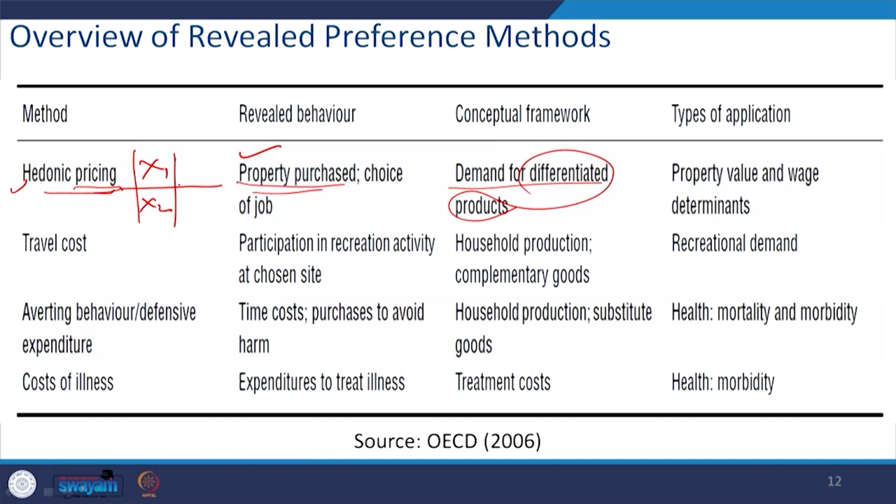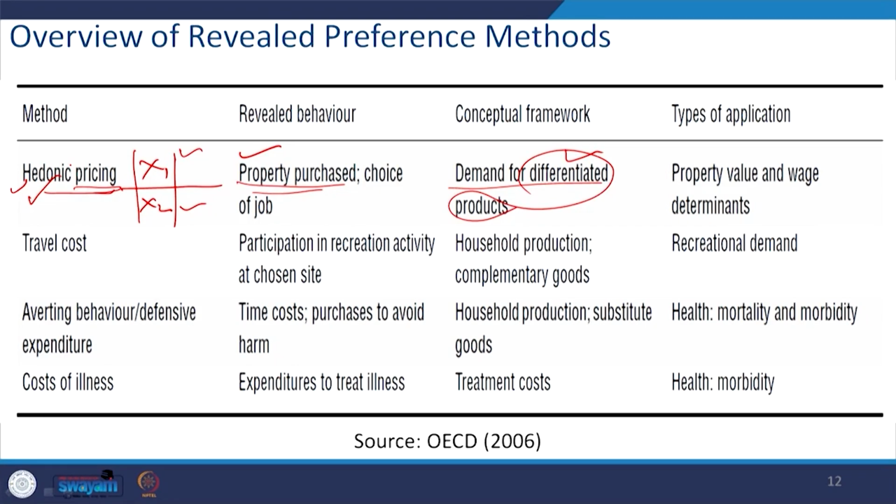But the very nature of the properties may be different. There may be different attributes to each property. That is why it is dealing with differentiated products. This hedonic pricing method is typically applicable to property value or wage determinants. Nowadays, we also have some other applications of the hedonic pricing method that we will be discussing in this particular lecture.